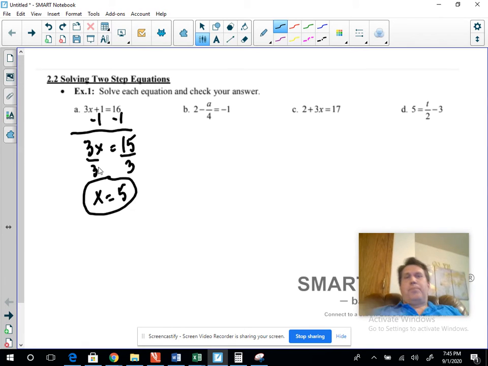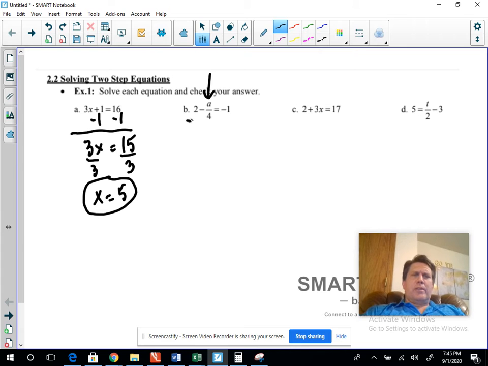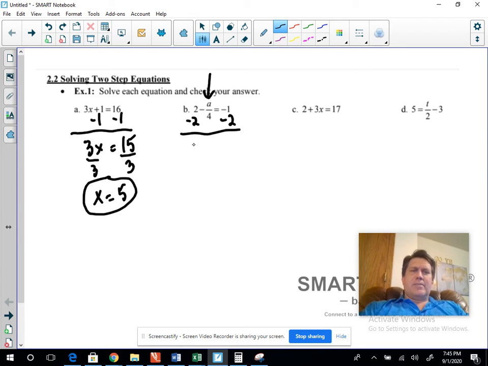Okay, this one, we've got this term a we're trying to get by itself. The a is being divided by 4. We can't multiply by 4 here. We'd have to multiply everything by 4. So first we're going to get rid of this 2. And to get rid of this 2, we're going to subtract 2. Now again, positives and negatives a lot of times give students trouble, but we're going to get negative a over 4, that's an a, equals negative 3.